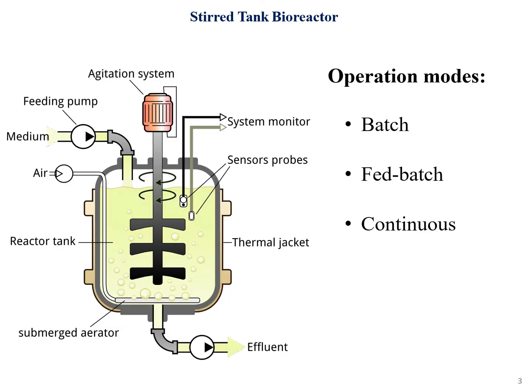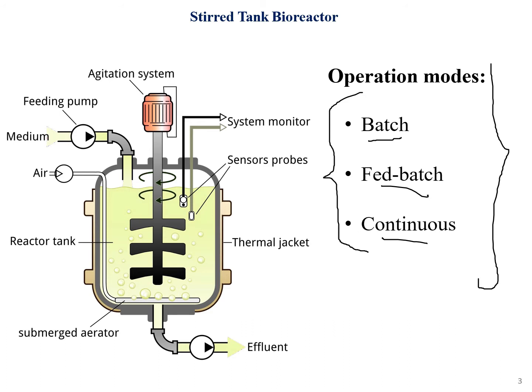Talking about stirred tank bioreactors, these may operate in three types of modes: batch, fed batch, or continuous. I'll be explaining all of these types in detail in my coming videos, what these operation modes mean and how they are different from each other.